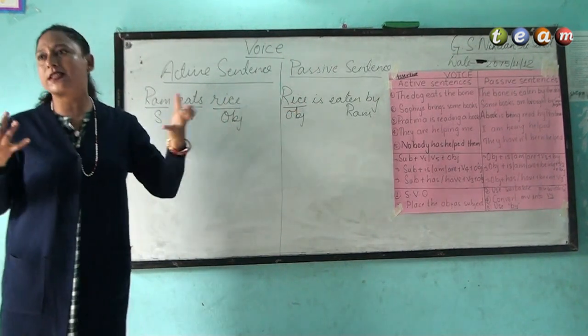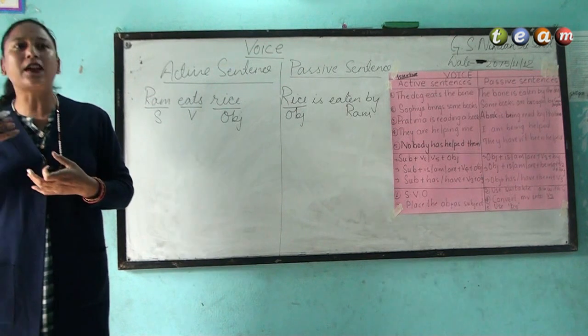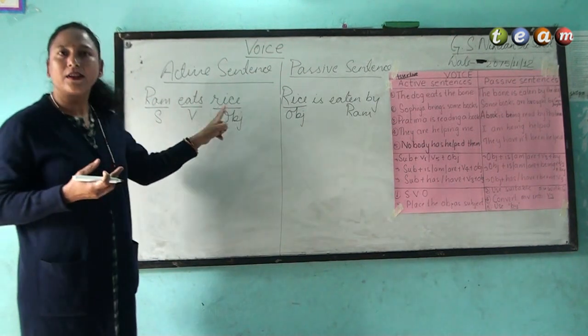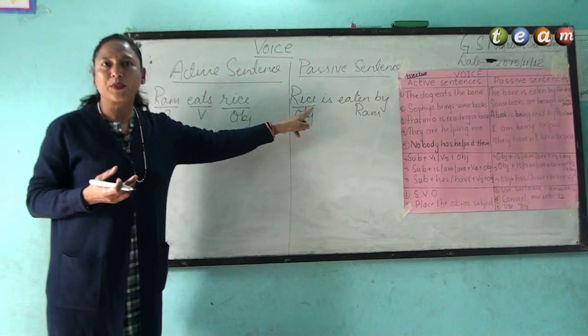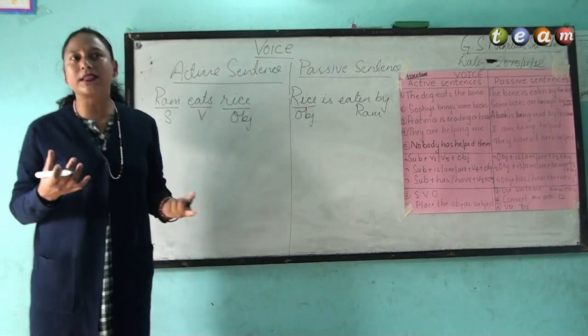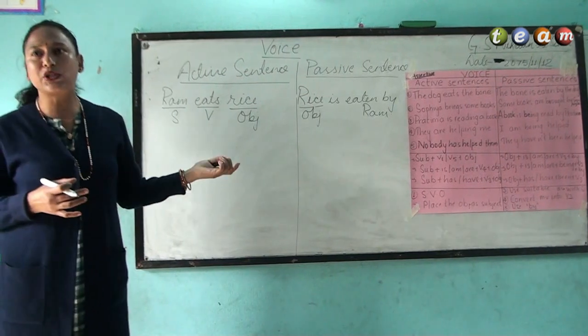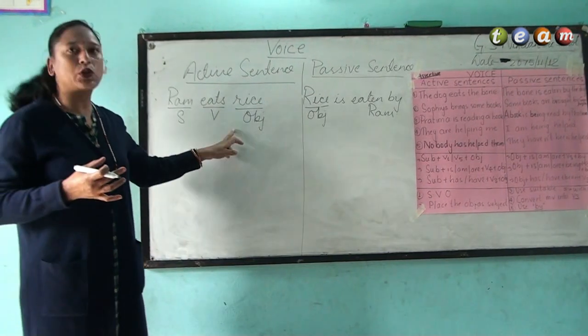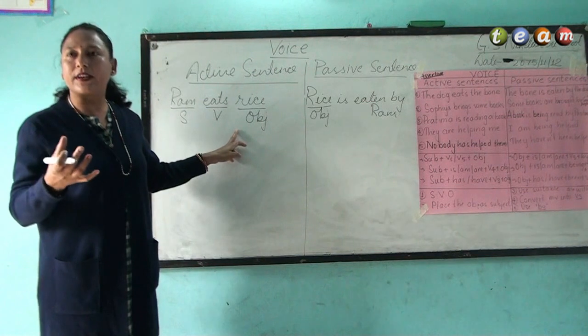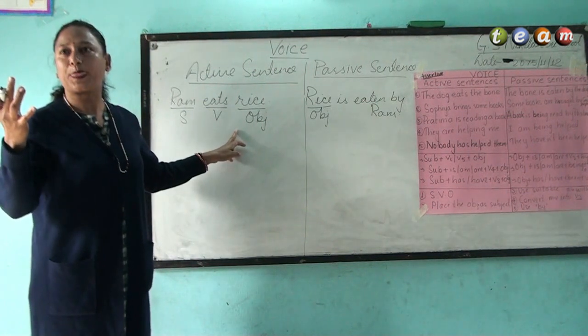Both of these two sentences give the same meaning. Eating rice. What does Ram eat? Rice. What is eaten by Ram? Rice. Both of these two sentences give us the same meaning, but the structure is different. Isn't it so? That's why we are going to learn it. The structure is different. The meaning they convey is the same.